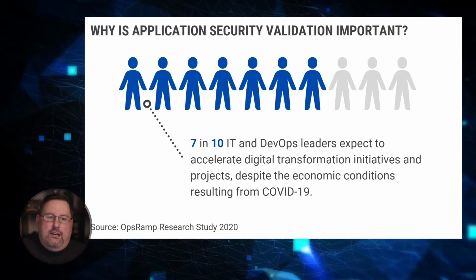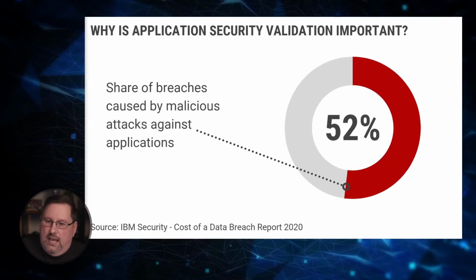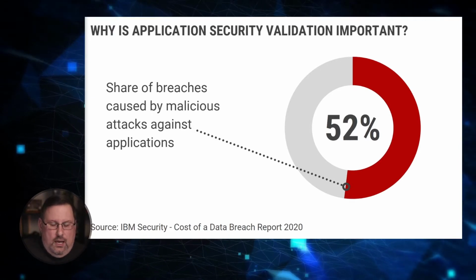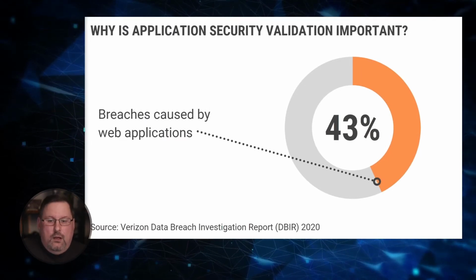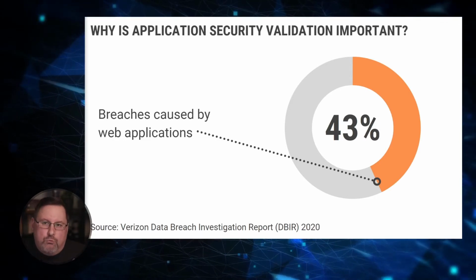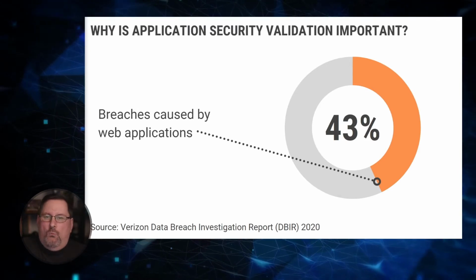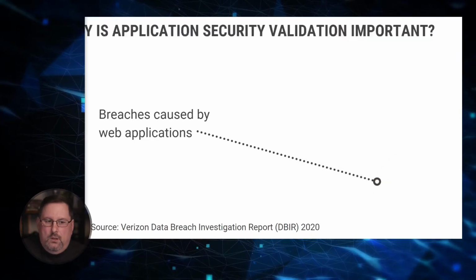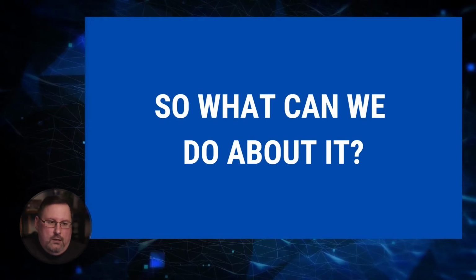IBM Security has come out and said that 52% of the breaches were caused by malicious attacks against applications. And if you look at Verizon's annual report, 43% of the breaches that they investigated were caused by web applications. So it's a key thing that we need to think about as we're rolling out applications in the cloud or into our data centers that we're exposing more to our customers and to our employees in a remote way. So how can we do that? How do we go about accomplishing that?